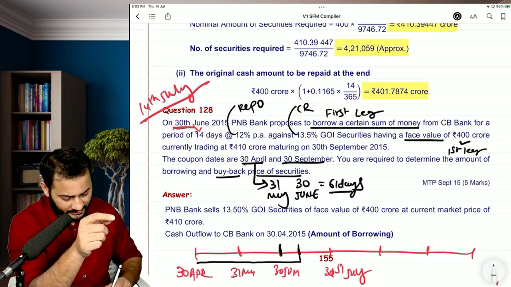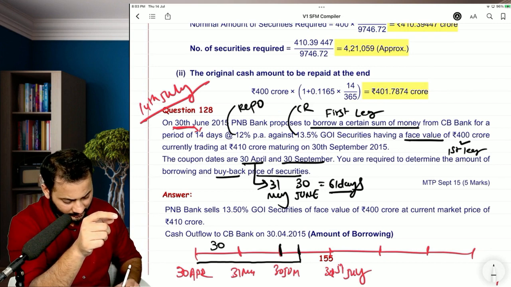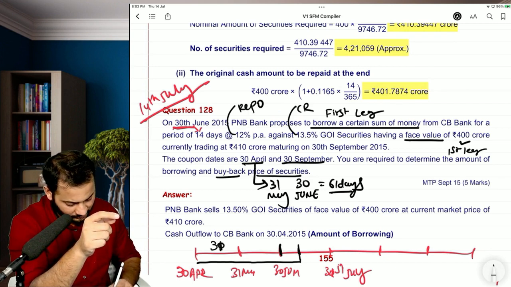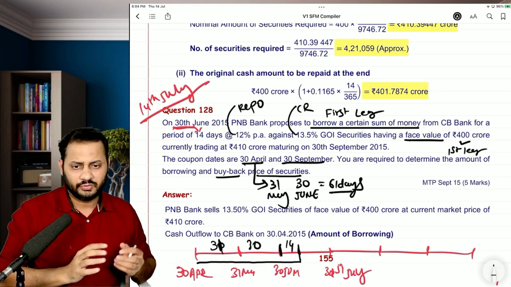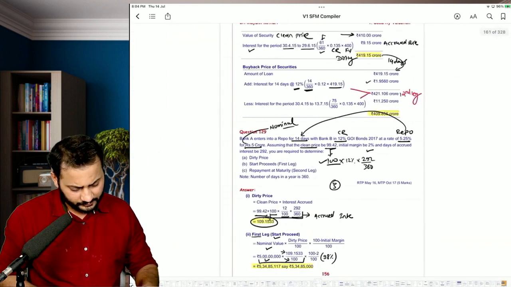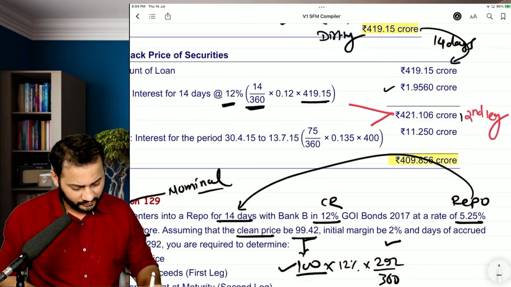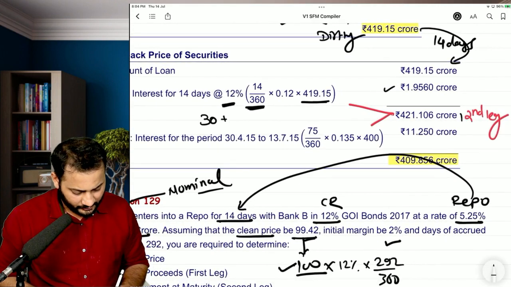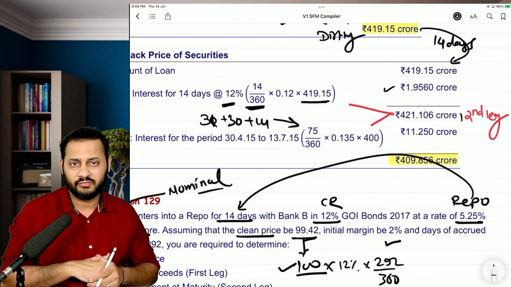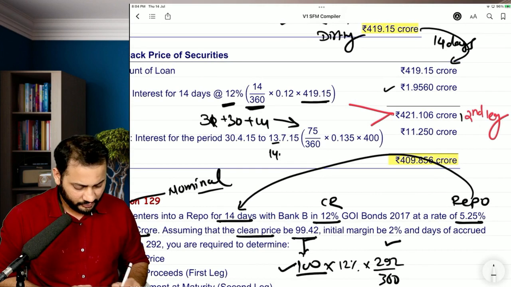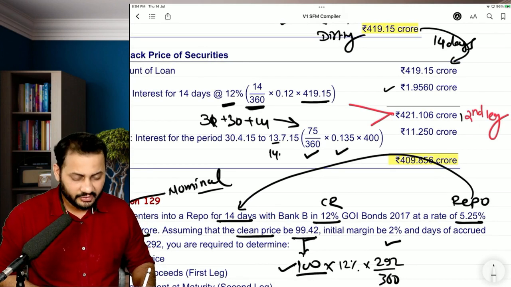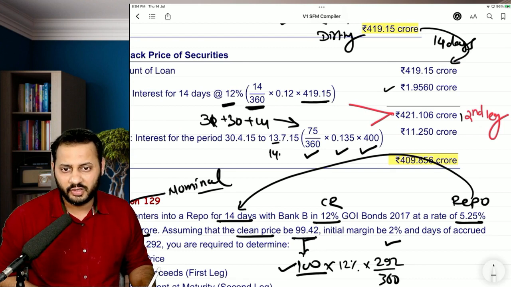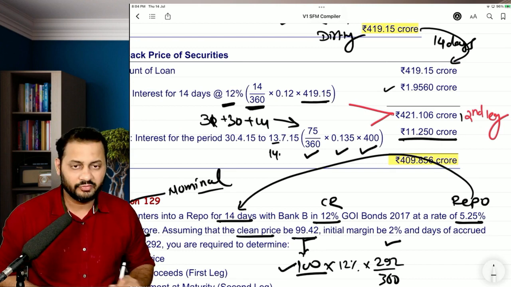So we can clearly see 30 days of May, 31 days of May, 30 days of June and 14 days of July. So 65 days around are the days. 65, no. 31, 30 plus 14, so that comes to 75 days. Instead of 13 July, it should have been 14 July. Okay, so 75 days of interest at 13.5% on the face value of 400 crore comes to 11.250 crore.